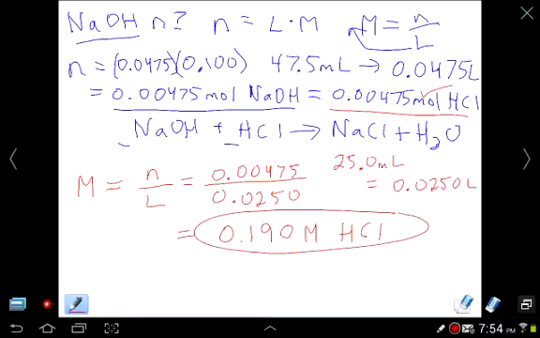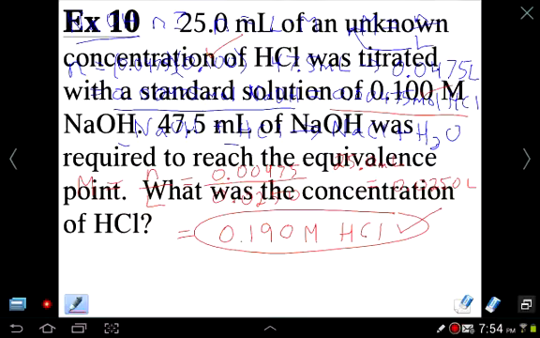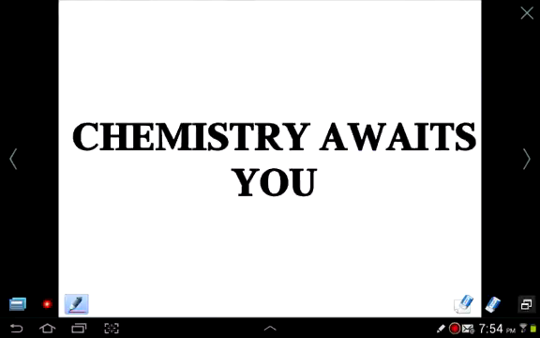So this is a technique in which we can find an unknown concentration using a known concentration. We'll actually do a number of problems using that. Alright, and that concludes not only Lecture 5, but also Chapter 4.